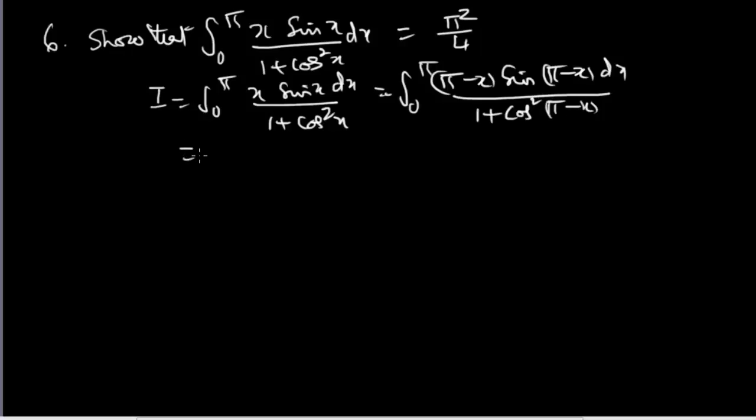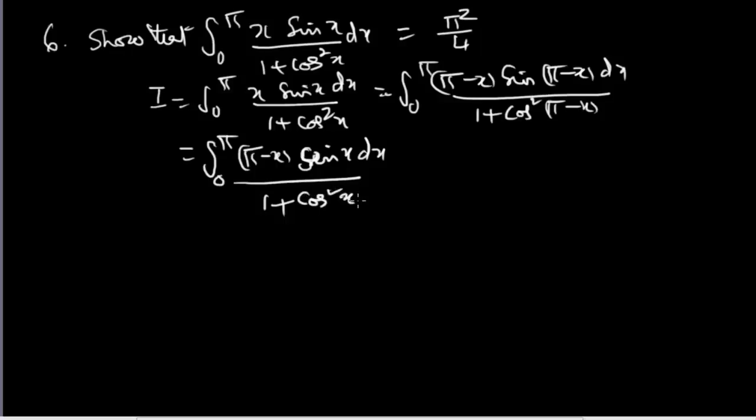So now this is equal to integral 0 to pi, pi minus x into sin of pi minus x, which is what? Sin x only. Sin x into dx divided by 1 plus cos of 180 minus x is minus cos x, but the square is there, so it becomes cos squared x only.